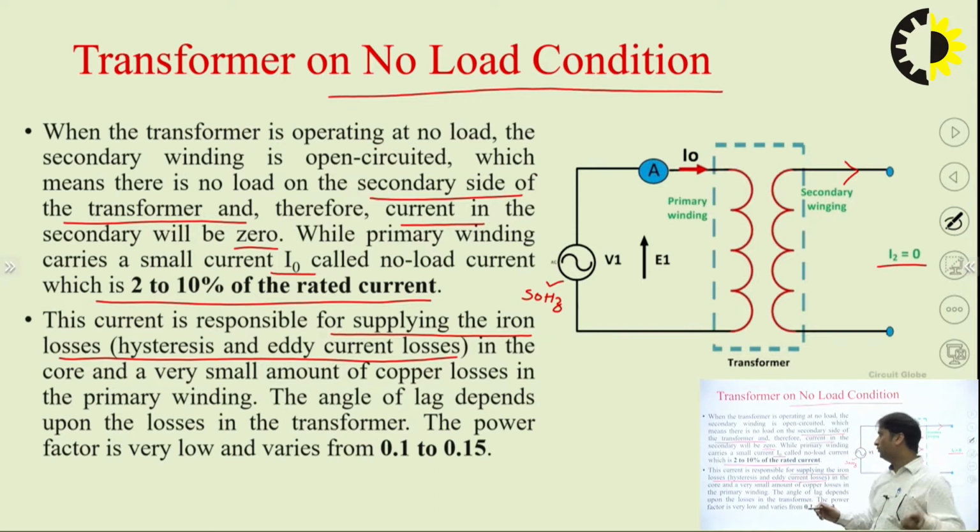How, I will tell you later, when I show the phasor diagram. So in the core, and a very small amount of copper loss, since the copper loss is nothing but the I square R loss.